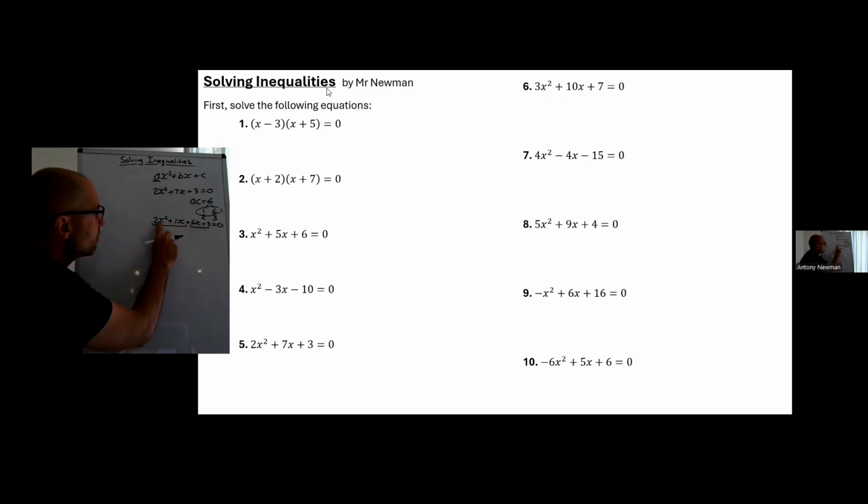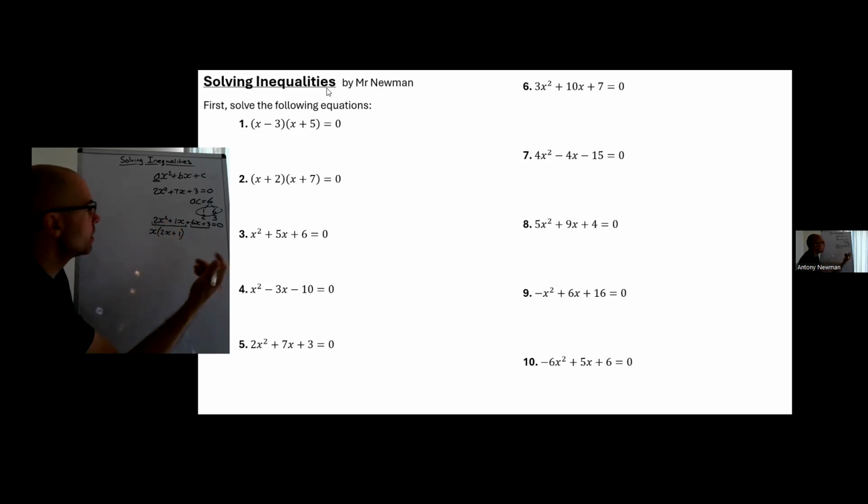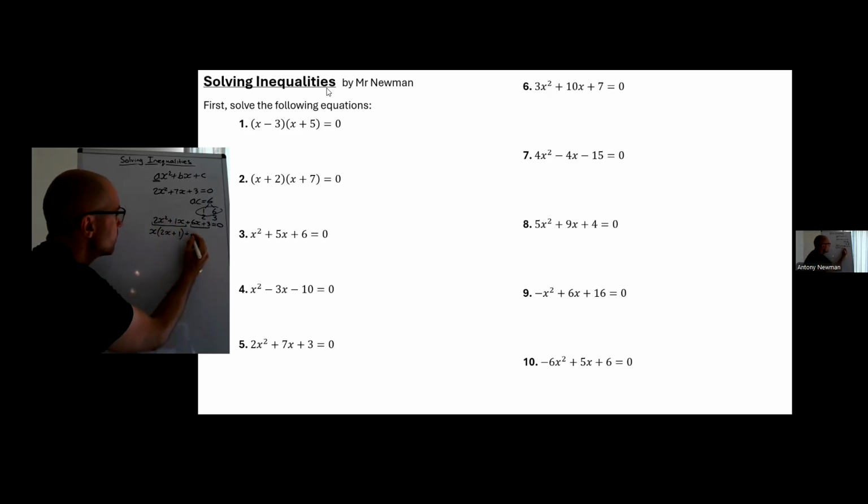So what factor goes into both of these? Doesn't always have to be a number. Yes, that's right, x. So we have x, and then what's left over to make 2x squared? 2x, very good. And then 1. And you can see why I may have wanted to keep it as a 1, because there is a 1 there. And then on this side, we factorize by doing, yeah, they both have a 3. And then they both got the 2x plus 1. That's right.